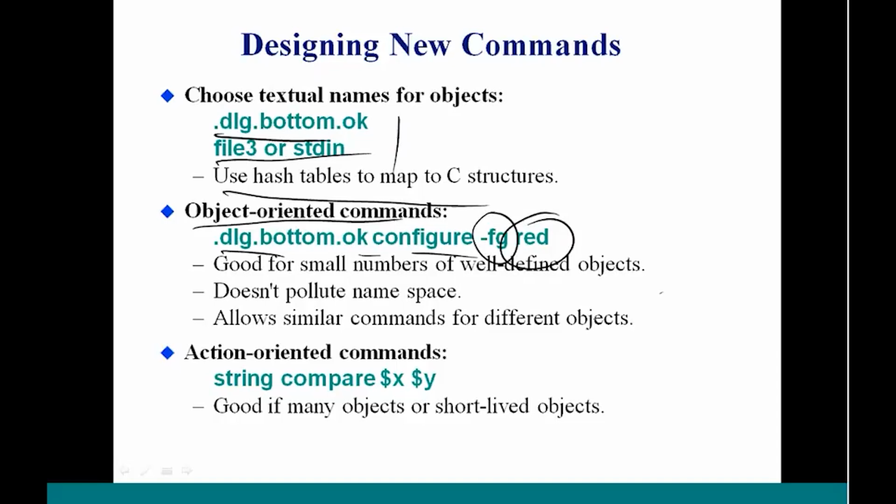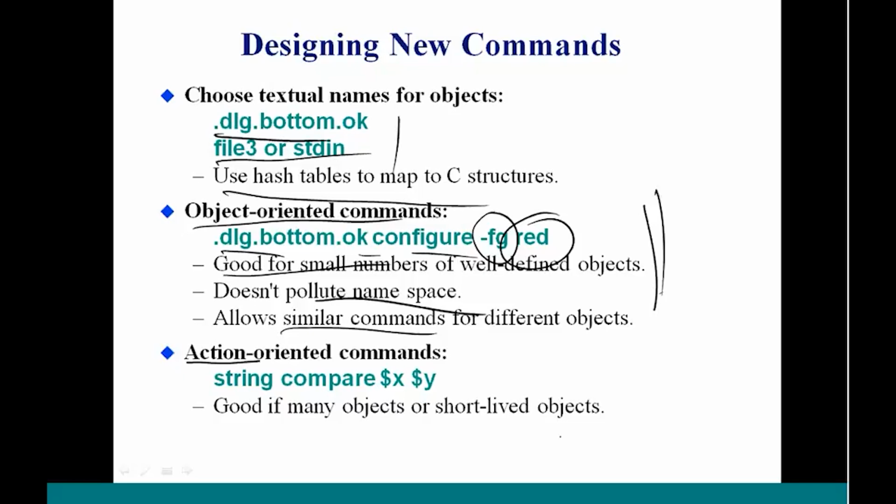This kind of style is good for a small number of well-defined objects. They don't pollute the namespace. Basically each one will be independent, and it also allows similar commands for different objects. So there are definitely advantages in going with object-oriented commands.